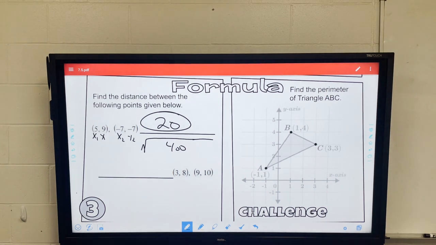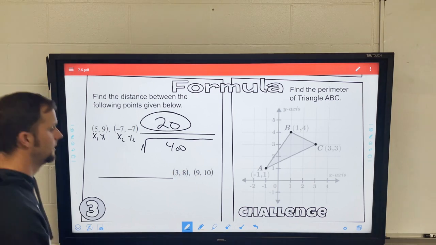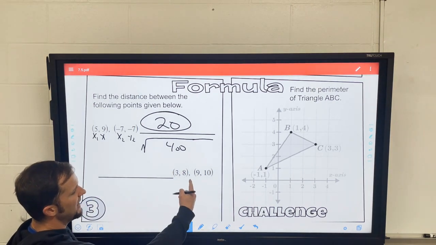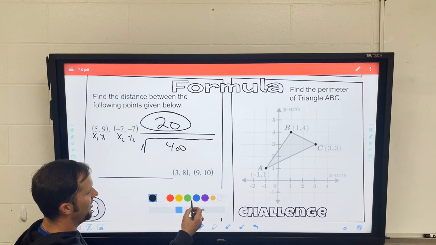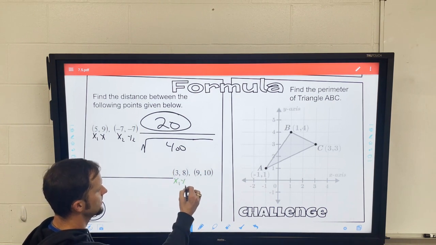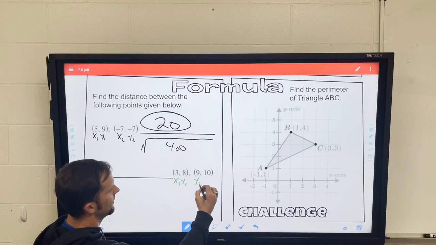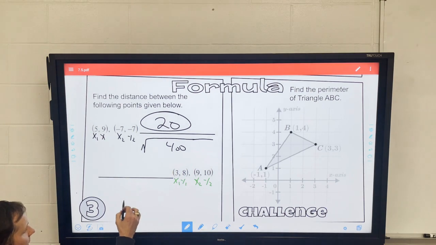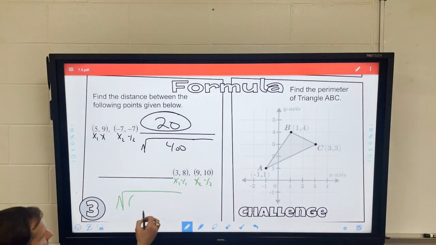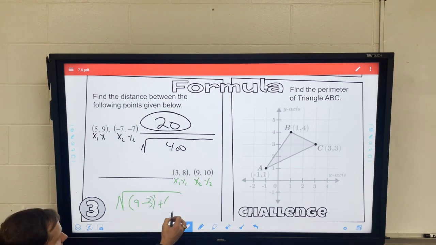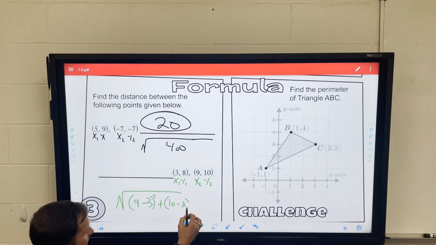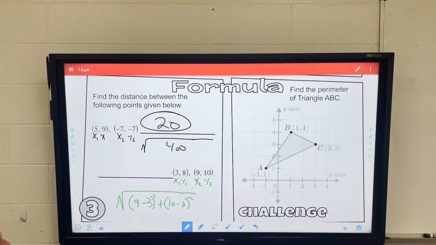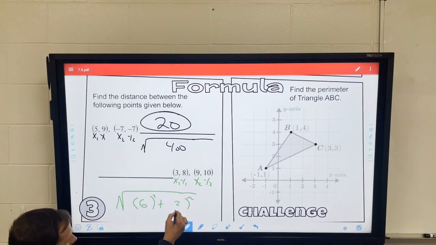Okay? So now let's do the same on my next example here. So I have 3, 8, and 9, 10. So again, it doesn't matter how I label them. I'm going to label these my 1s. I'm going to label these my 2s. It should be x2, y2. And then I'm going to plug them in my formula up top. So on my formula up top, I have the square root of x2, which is 9, minus x1, which is 3, squared, plus y2 minus y1 squared. So 9 minus 3 is going to give you 6. 10 minus 8 is going to give you 2.